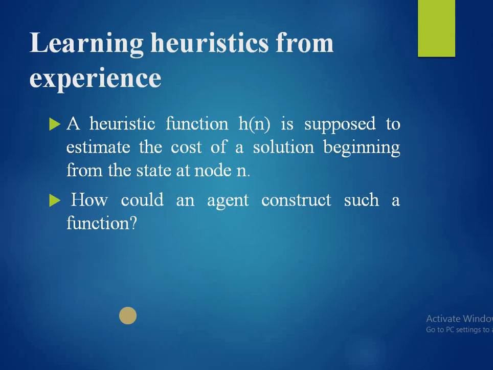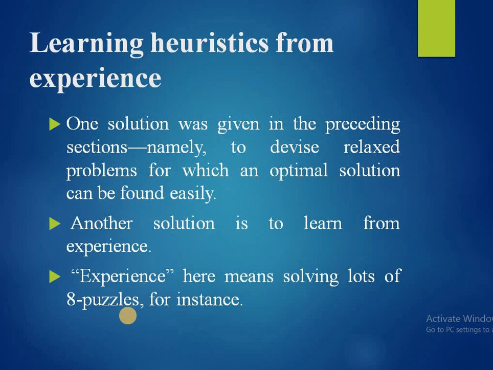Learning heuristics from experience. A heuristic function h(n) is supposed to estimate the cost of a solution beginning from the state at the node n. How could an agent construct such a function? One solution was given in the preceding sections, namely to devise relaxed problems for which an optimal solution can be found easily. Another solution is to learn from experience.